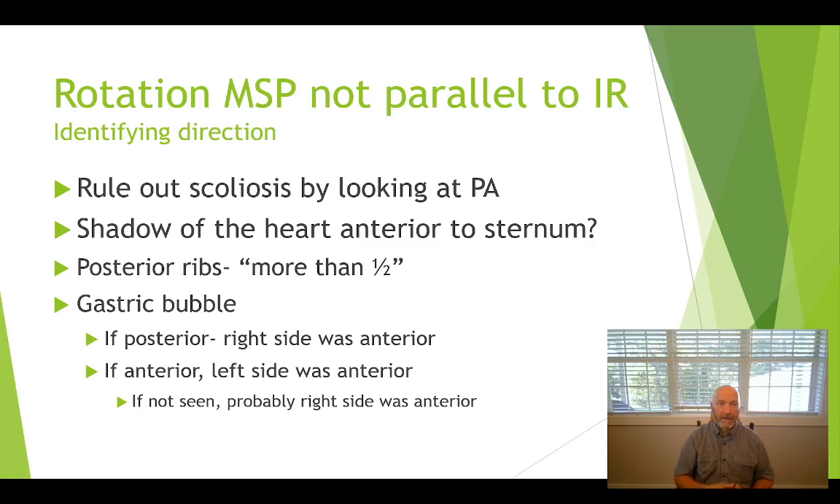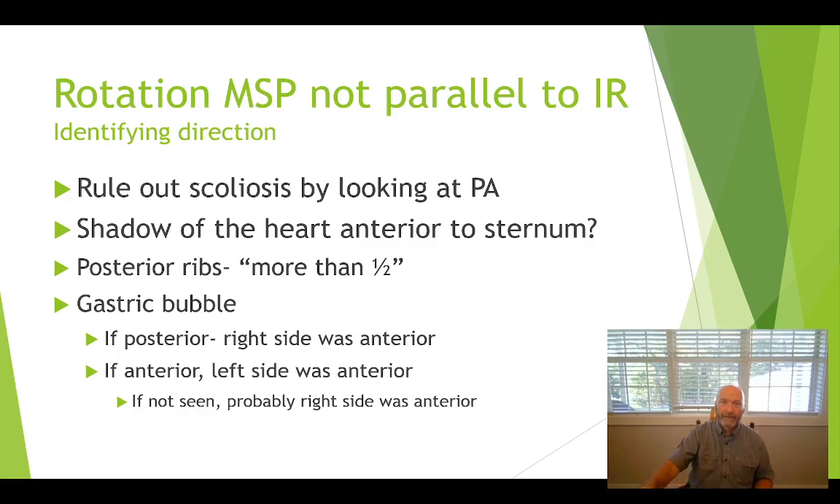Scoliosis can also occur because of compression fractures. So if your patient has osteoporosis and they've got multiple compression fractures in their spine, then they can get a little bit of curvature in scoliosis as well.